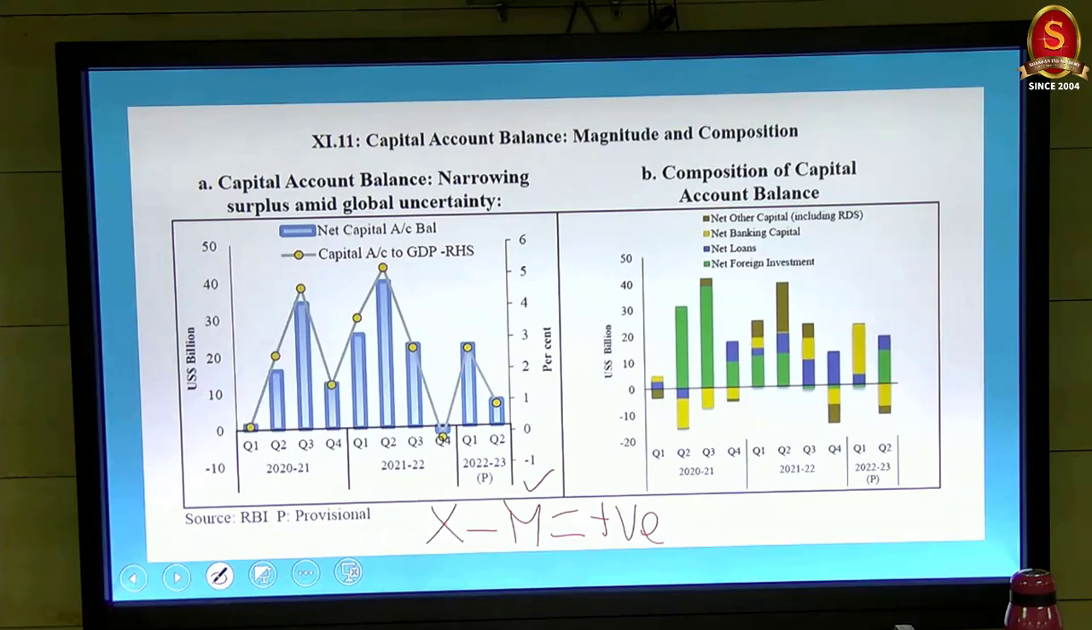If it is not in surplus for India, what will happen? Current account is already in deficit. So BOP will also become a deficit. We don't want BOP deficit. We want a BOP surplus. That surplus is achieved through the capital account. That is the title here.